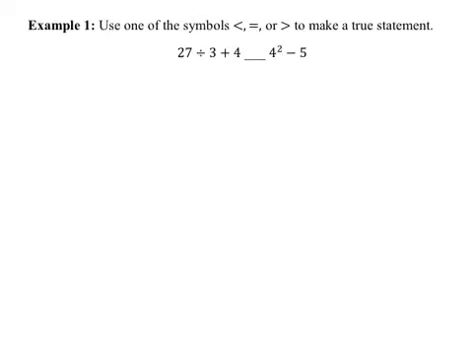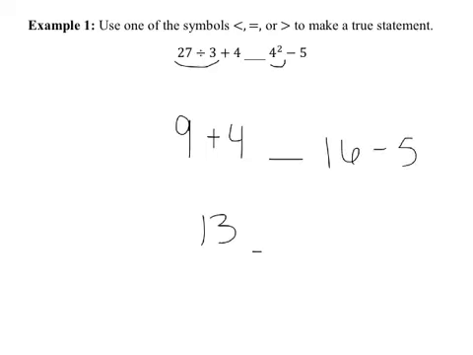Example 1, use one of the symbols to make a true statement. All we have to do here is think about our order of operations. Now we haven't gone over that yet, but you should remember PEMDAS. First, we're going to take a look here. We're going to see division. 27 divided by 3 is 9. So it's 9 plus 4. We do this first for the exponent. It's going to be 16 minus 5. So to fill in that blank, we're going to need to figure out the numbers. And 13 is clearly greater than 11, so that's our answer, greater than.